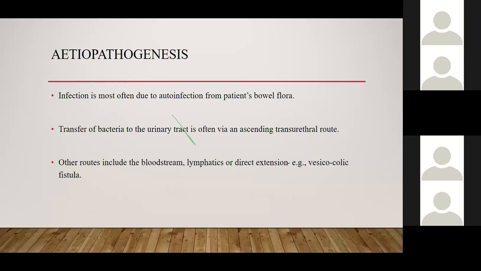So I've talked about this, saying infection is most often due to an autoinfection. So from the patient's GI tract, bacteria is transferred to the urinary tract, and then it moves up in the ascending route. Okay. Sometimes you could have other routes like bloodstream transfer. When we say the patient has a urosepsis, you have a UTI and it's that bad that you tend to develop sepsis. Sometimes you could have lymphatic spread. Sometimes you could have a direct extension.